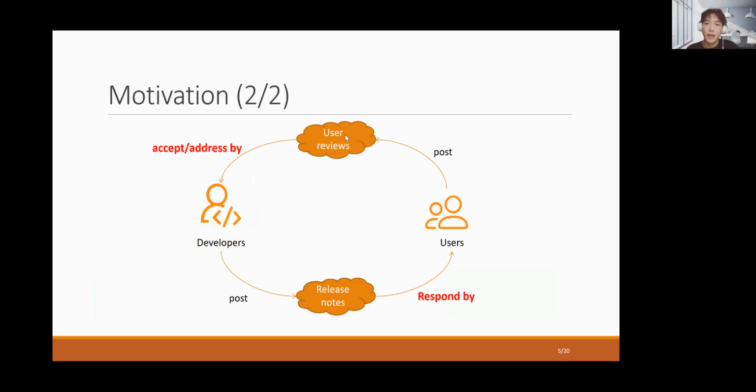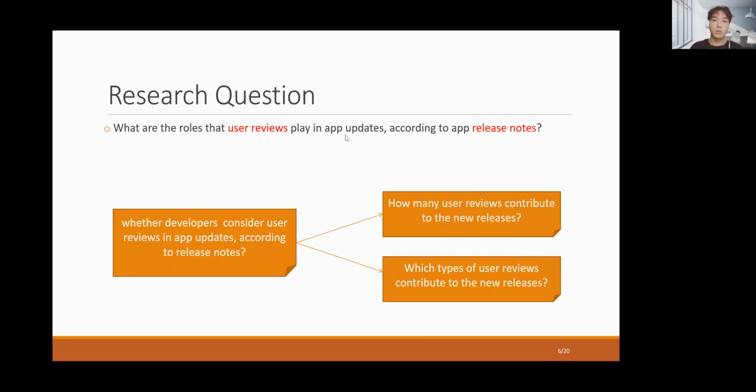Ideally, this forms a kind of loop. Users post reviews, and developers accept the suggestions or address the problems mentioned in the reviews, and developers post the release notes according to the modification, and the users give feedback in user reviews to respond to developers' updates. But there is still no clarity on whether user reviews are actually taken into account by developers and implemented in the new release, and whether user reviews tend to respond to developers' release notes.